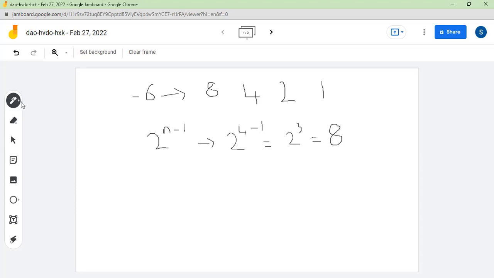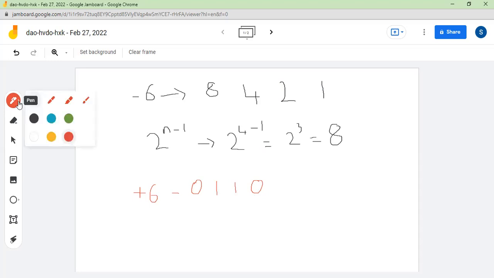So +6 here in terms of binary is 0, 1, 1, 0. How am I writing that? As you know, 4 plus 2 is 6. So in place of 8, you write down 0. In place of 4, you write down 1. In place of 2, you write down 1. And in place of 1, you write down a 0.